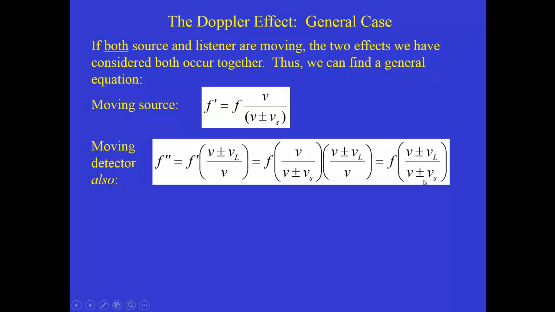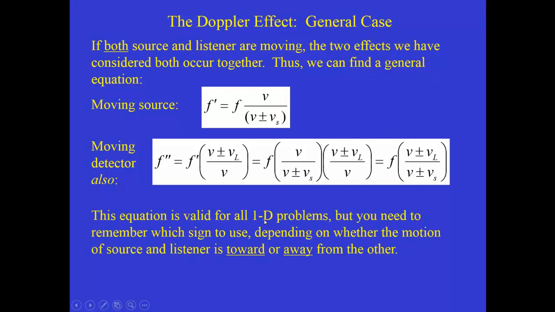And there can be lots of different combinations. We could have a plus in the numerator and the denominator, or we could have a minus in one and a plus in the other, or vice versa. Or we could even have a minus in both of them, just depending on the relative motion. So this equation is valid for all one-dimensional problems, and we will simply have to get practice remembering how to handle the signs.